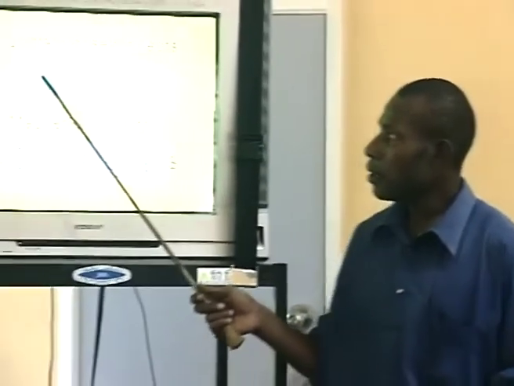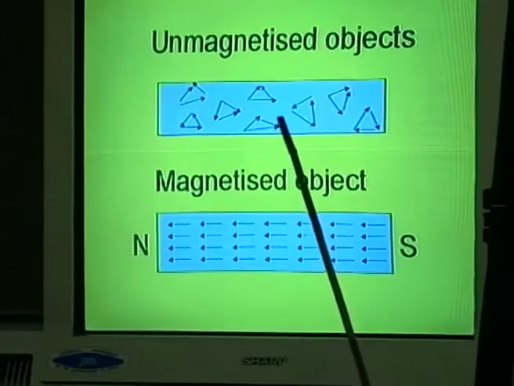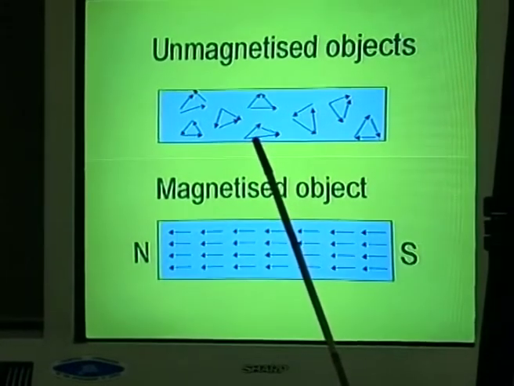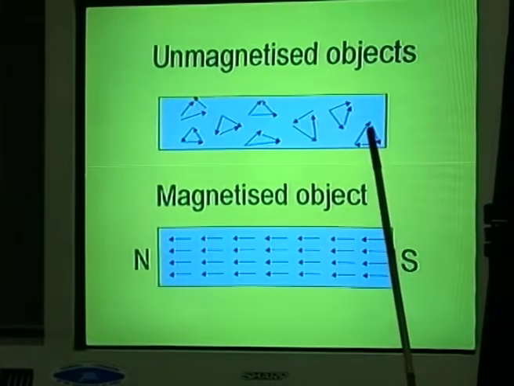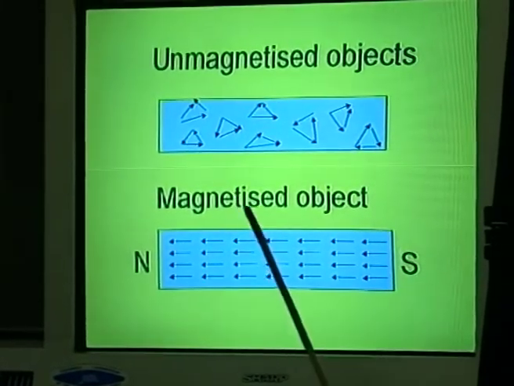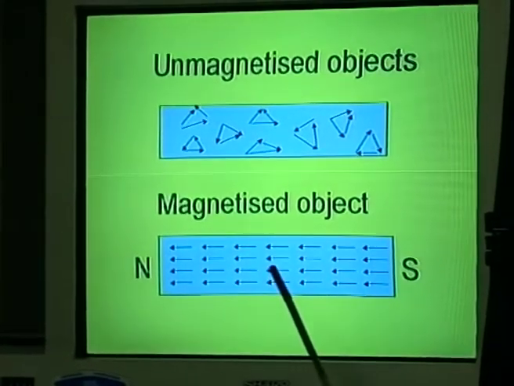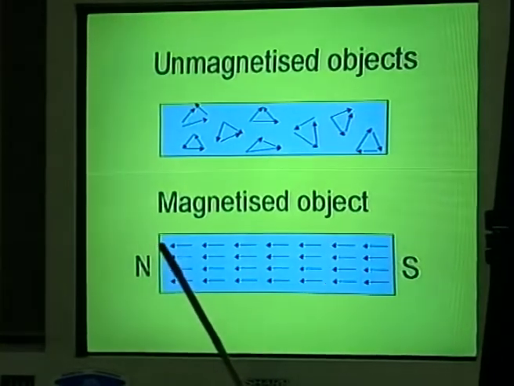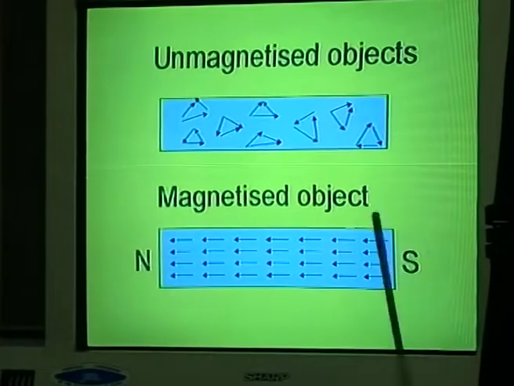Now, the next one: that is a piece of metal here, and you find that these magnet domains are not aligned. They are pointing in all directions or facing each other, and that is the reason why they cancel each other out. But if you align the domains, they will always point in one direction, and you will eventually create what is known as a north and a south pole.